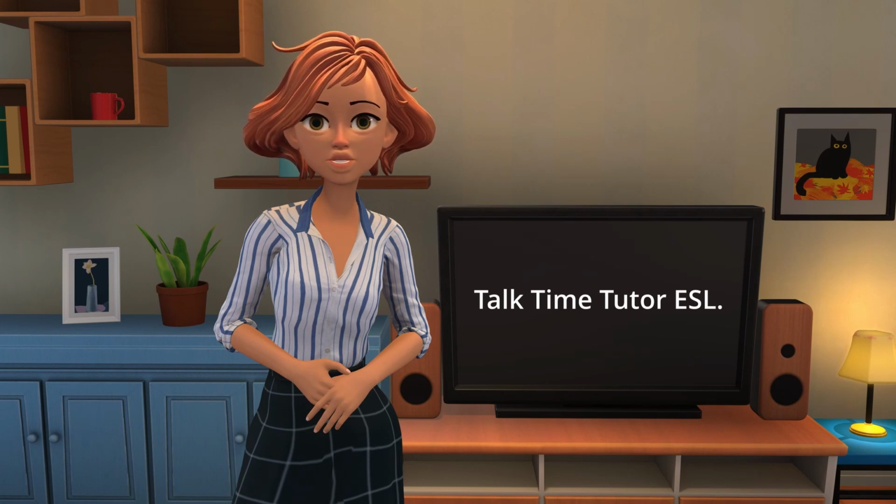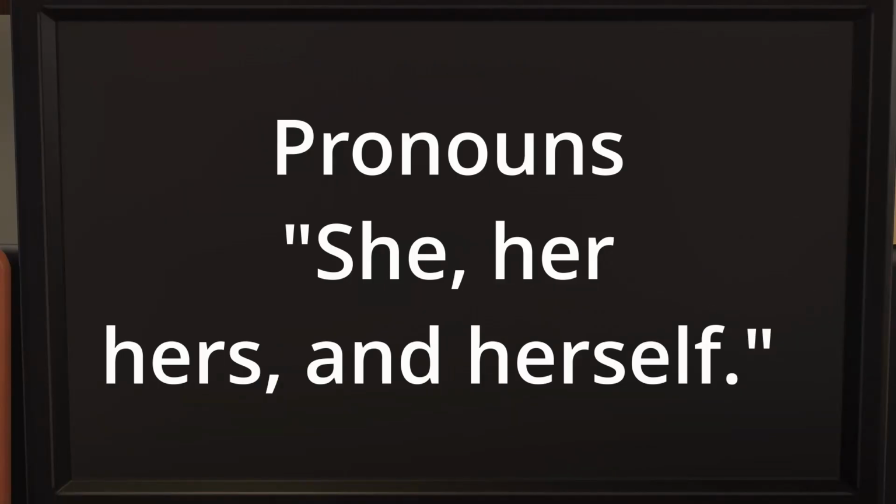Today's lesson will provide a brief introduction to the pronouns she, her, hers, and herself. We will learn the appropriate usage of each pronoun.